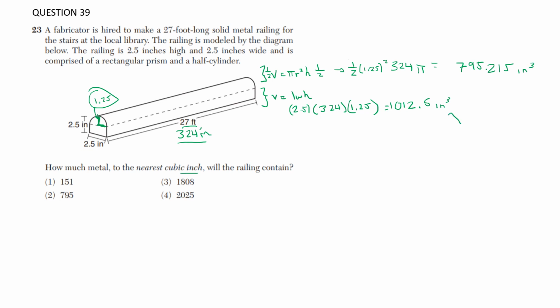Now let's add both of these values together to get 1,807.715. It tells us to round to the nearest cubic inch, so we round this up to 1,808 cubic inches, and that gives us answer choice 3.